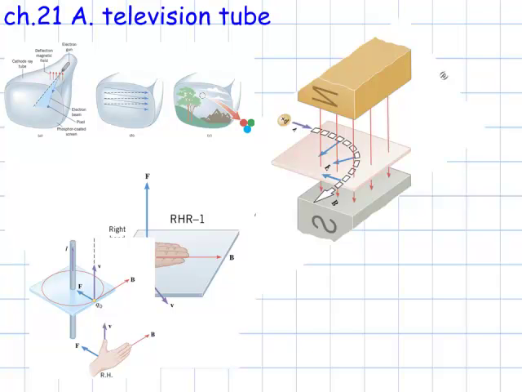This is the first problem that I'm doing for chapter 21, and the problem reads: the electrons in the beam of a television tube have a kinetic energy of 2.40 times 10 to the negative 15 joules. Initially, the electrons move horizontally from west to east.